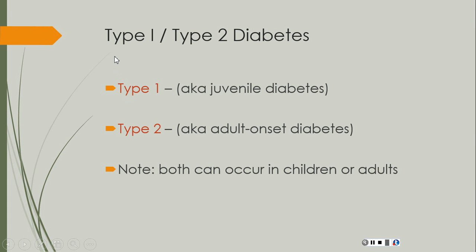And there are different types, primarily type 1 and type 2 diabetes. Type 1 is also known as juvenile diabetes because it typically starts in younger years. And then type 2, also known as adult onset diabetes, that happens more frequently in adults. But you want to note that both type 1 or type 2 can occur in either children or adults. But primarily they act in those ages there.